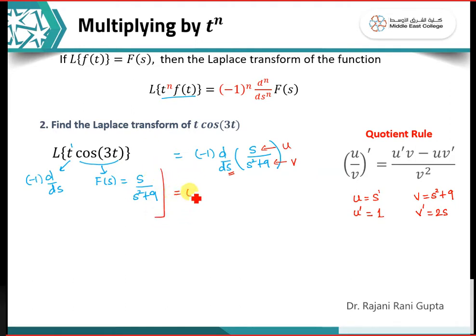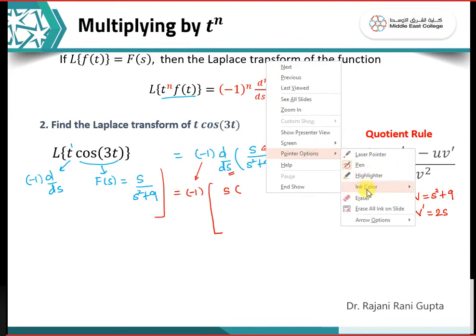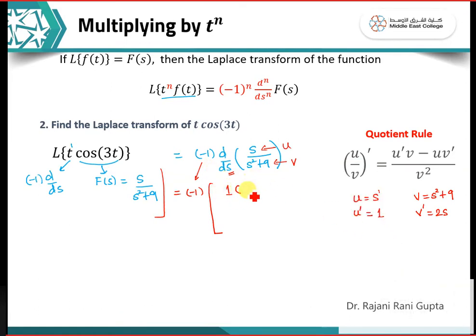So it will give you minus 1. This minus 1 we are writing same. Derivative of u, which is s, derivative of u is 1, not s. So it will be 1 times v, which is s square plus 9, minus u, which is s times derivative of v, which is 2s over (s square plus 9) power 2.